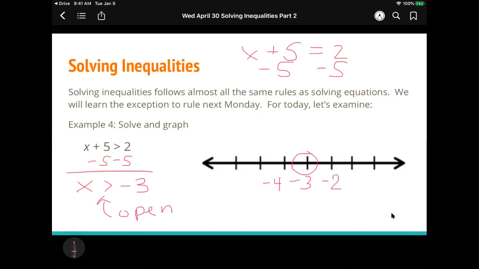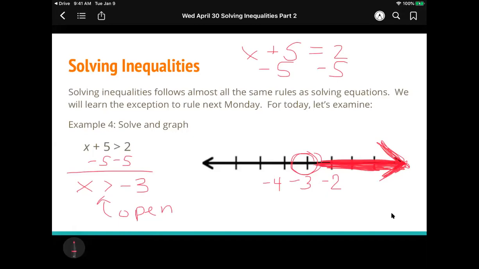It's a little big and dramatic. And then I would do everything greater. I would color in my number line with everything greater. And so that is your solution, because then you cover all the solutions. -2 is greater, -1, 0, 2,000, 1 million. It goes all the way to the end.